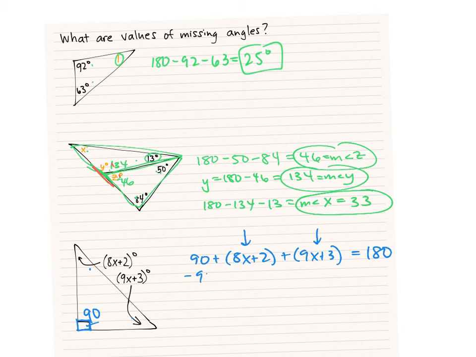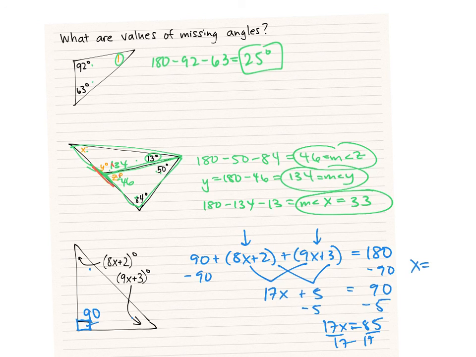So let's subtract this 90 from both sides. And then let's add these together. This is 17x, and then is that a 3? Yeah, and then this is plus 5, and then this equals 90. I guess we didn't really need that 90 step, right? Because we could have combined it with that other 90, but that's okay. Let's subtract 5, so we get 17x equals 85, and then we just have to divide by 17, and 85 divided by 17 is 5.